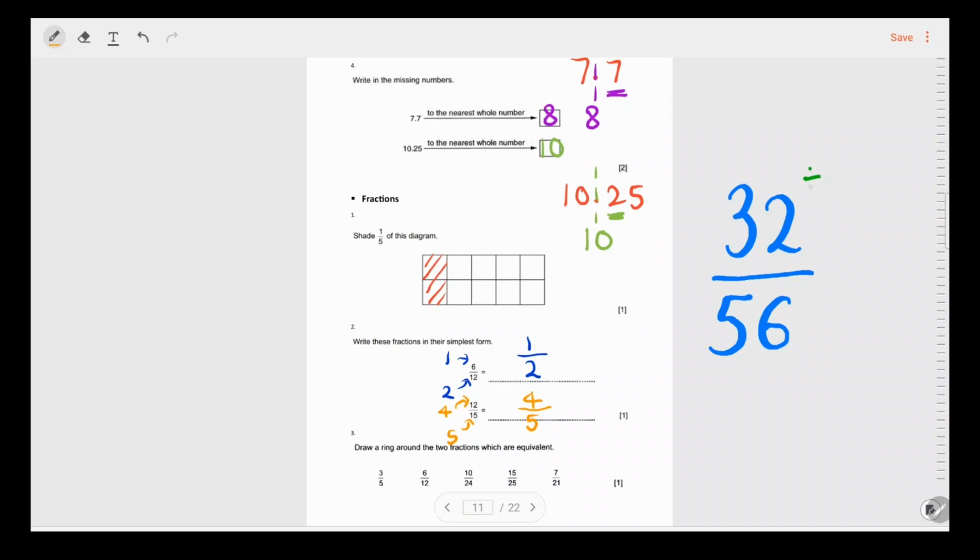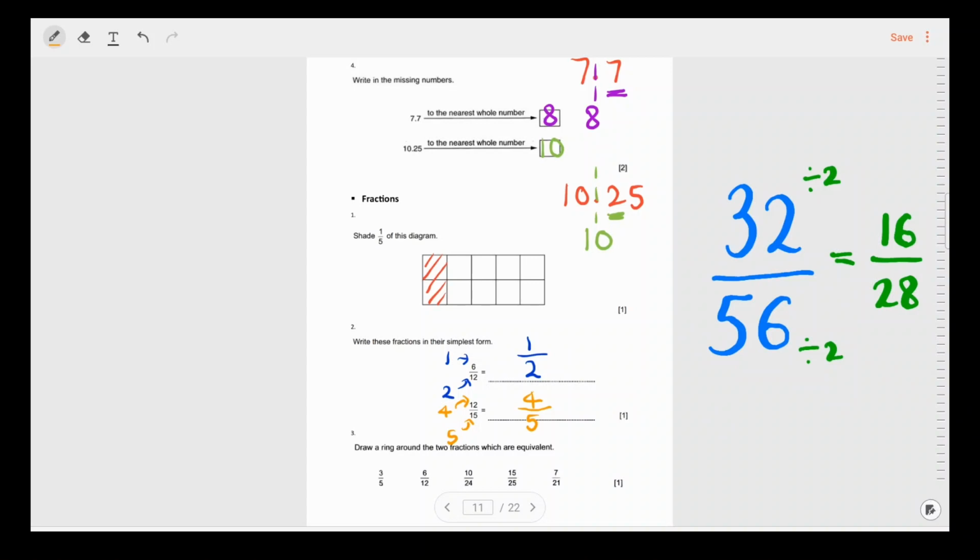So we can divide both of these by 2, right? So 32 divided by 2 is 16 and 56 divided by 2 is 28. And then we have our answer, but if you look closely, this is not in the simplest form because these are still both even numbers, which means we can simplify it even further.